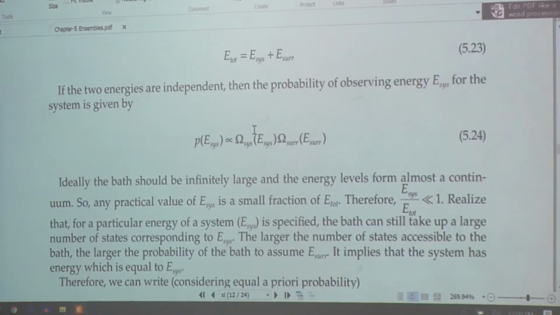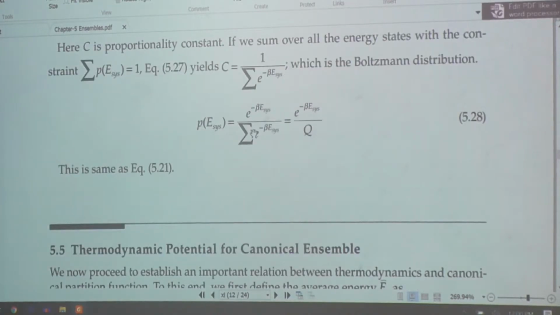I'm not going to do this because I have already done one derivation. I don't think we have the luxury of doing 2-3 derivations. But this is a derivation, you can look at it, it's in the book.